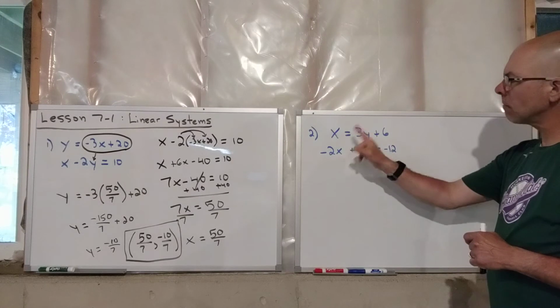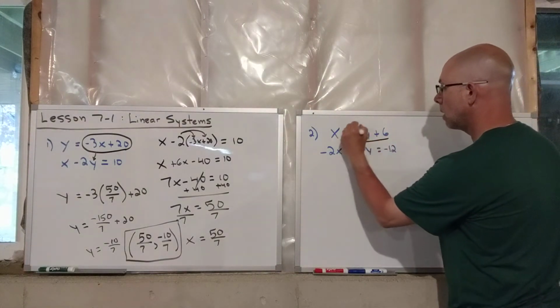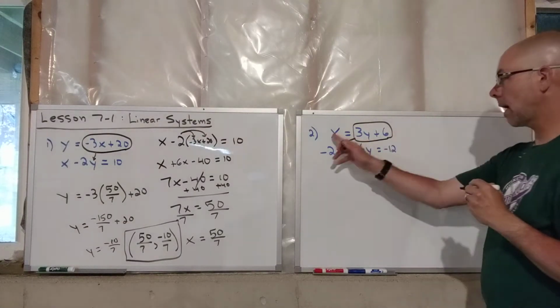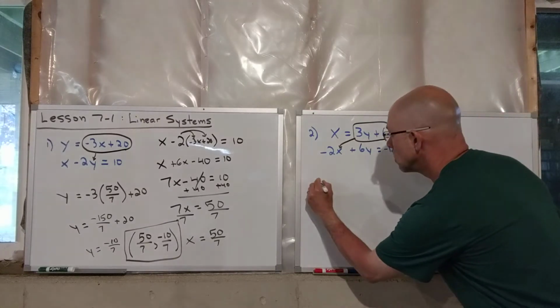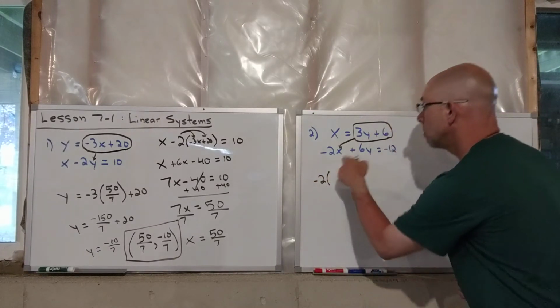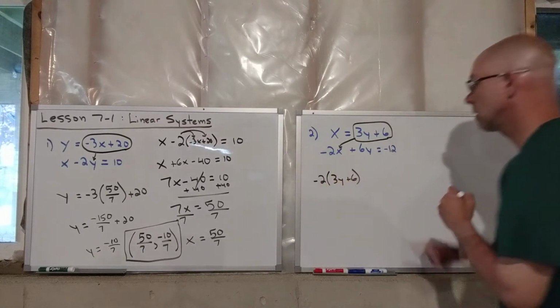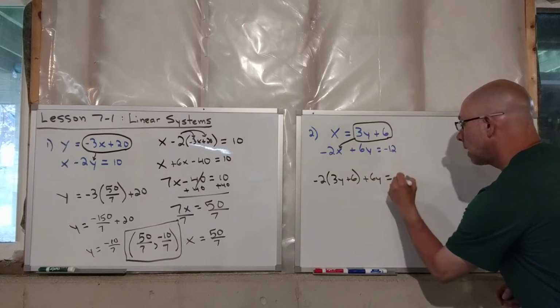So, first of all, this one says x equals. So it's going to go in for x. X equals this. This goes for x. I'm going to work this one here. So this is negative 2. In place of this x, I put 3y plus 6. And then follow the rest. Plus 6y equals negative 12.